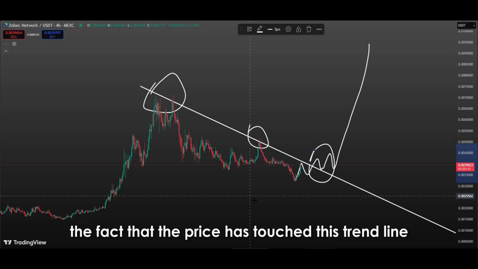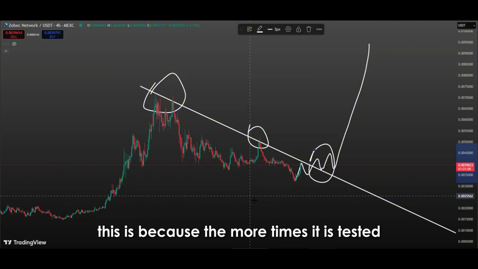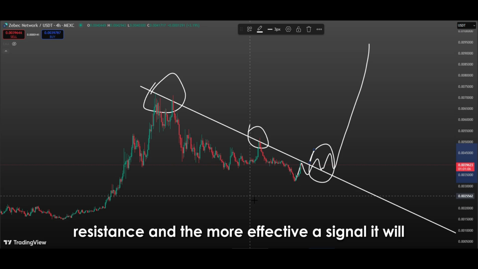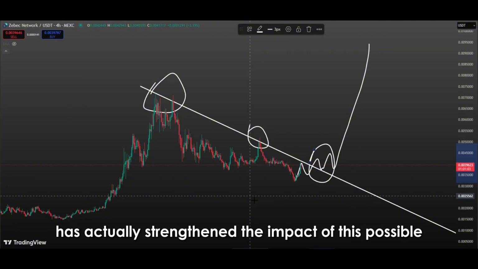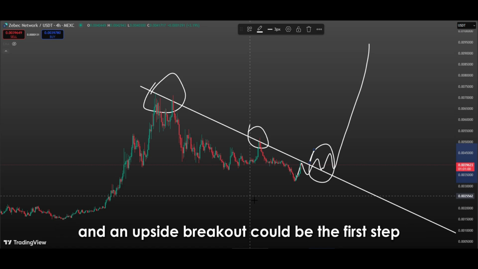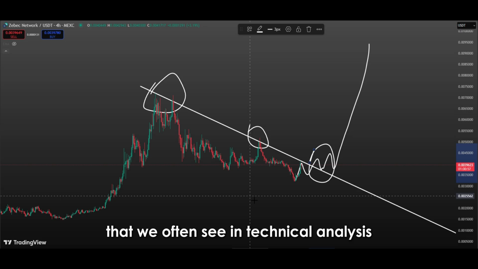The fact that the price has touched this trend line several times is also technically significant. This is because the more times it is tested, the more it is considered to work as a strong resistance, and the more effective a signal it will give when it is broken. Therefore, every rejection so far has actually strengthened the impact of this possible breakout. Now, the price is right on the verge of this line, and an upside breakout could be the first step in the break trend, retest, and move higher structure that we often see in technical analysis.